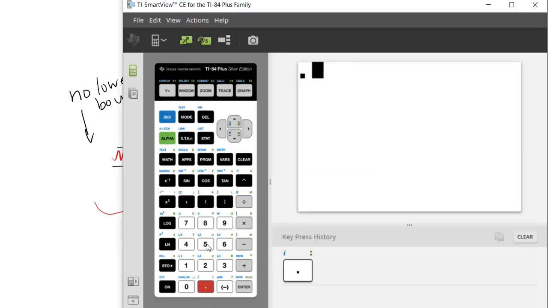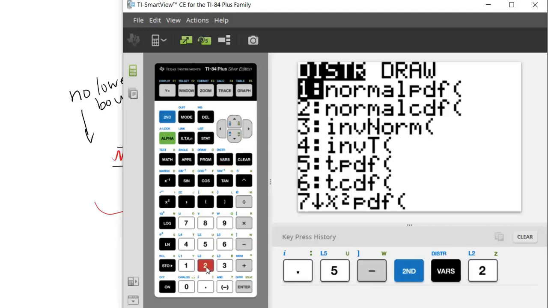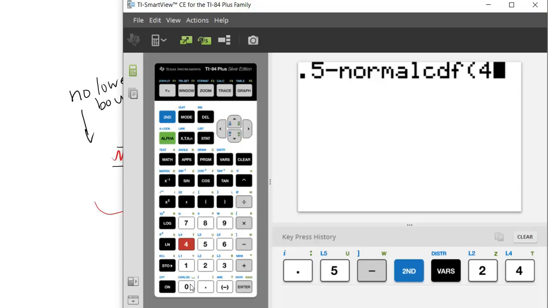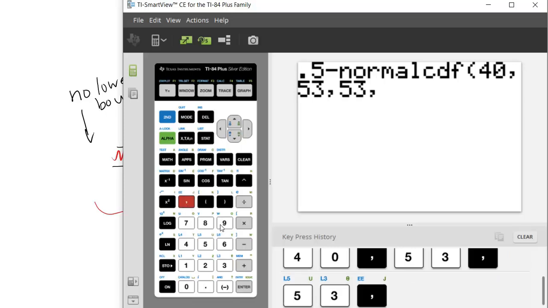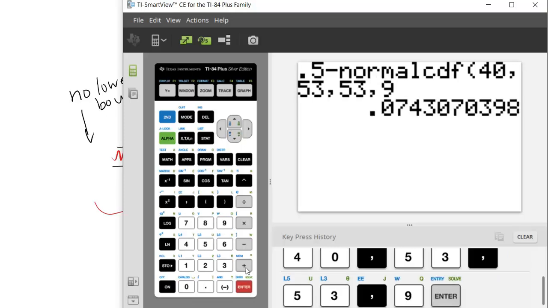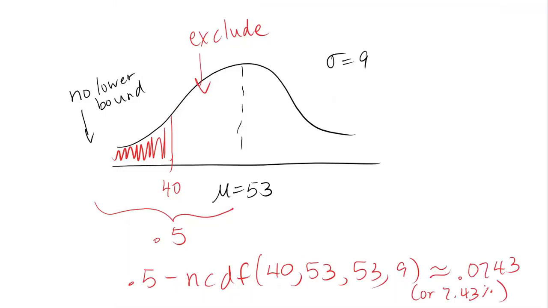So let's see, 0.5 minus, second vars, choice 2, lower bound of 40, upper bound of 53, mean of 53, standard deviation of 9, and it's about 0.0743. So only about 7% of the scores on this placement test are at 40 or below. So it gives you an idea of what percentile that score is in. That's about the 8th percentile.